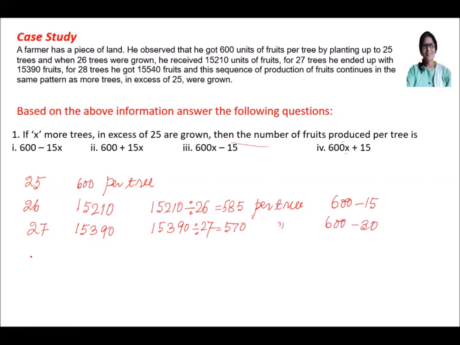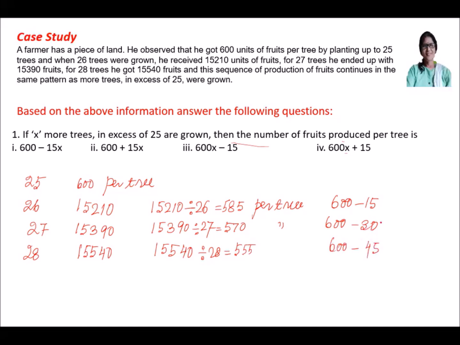Similarly, for 28, we are getting 15,540. If we divide again, 15,540 divided by 28, you will get 15 less than that. That means it will be 555. So it will be 600 minus 45.